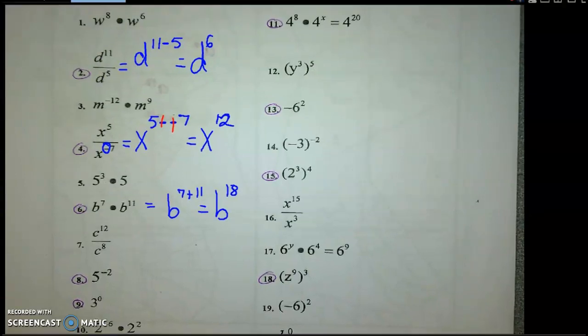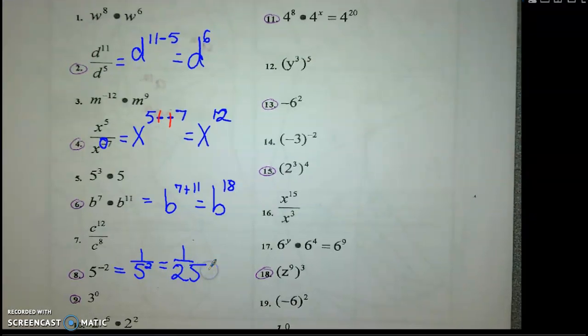Number 8, negative exponents. So that's going to tell us to turn it into a fraction. So we go 1 over 5 to the positive 2. Now, right now it's simplified, but we need to evaluate. So we're going to go one more step. We end up with 1 over 5 squared. 5 times 5 is 25.